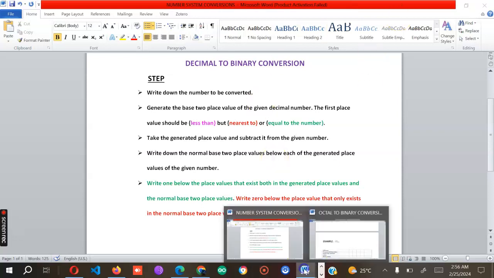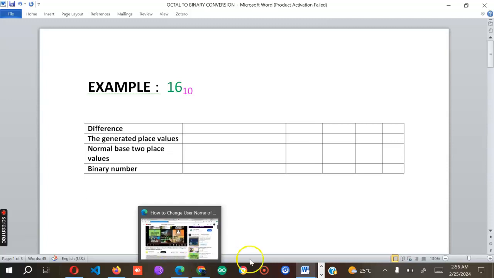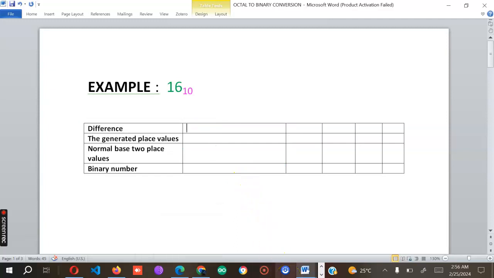Okay, let's move to the example. The example will give us a rough idea on how to go about the whole thing. So the first number we have is 16, base 10. You need to think of a number that is near, or equal to, or slightly less than it. The number that is nearest to 16, which is a base 2 place value, is 16. 16 minus 16 is equal to 0.